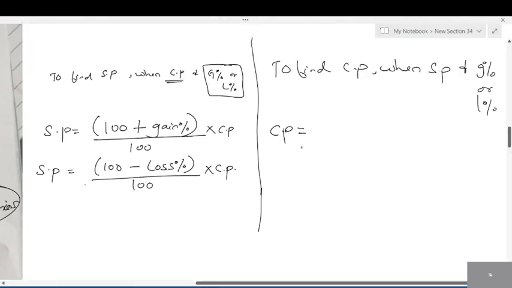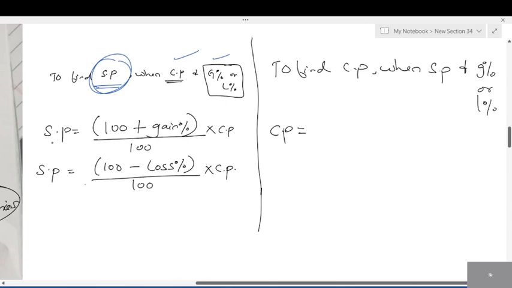Formula. Right answer I'll write. Next one. See where the two formulas are. Selling price will be given, no, cost price will be given, gain or loss value will be given. Then this is the formula we use to find selling price.